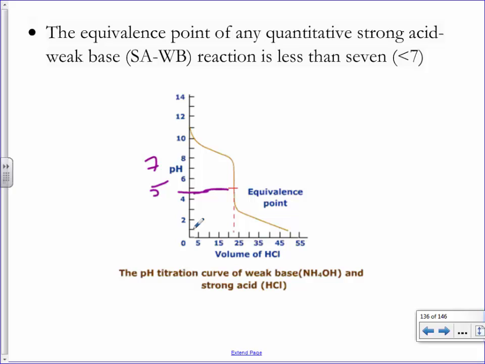So sometimes I've kind of been lying a little bit about where that equivalence point is. It doesn't actually have to be at 7 because it really depends on strength. If one is stronger than the other, it'll overpower it. Now, if they're both strong, that's perfect. But if one is strong and one is weak, it drops the equivalence point here.